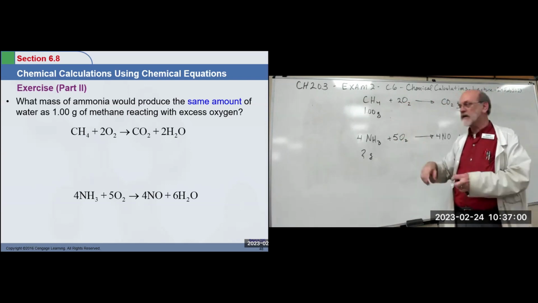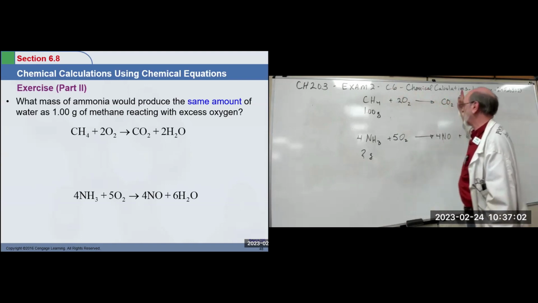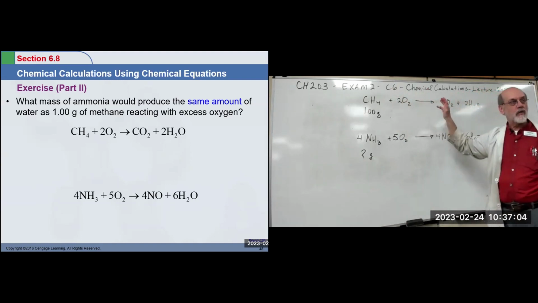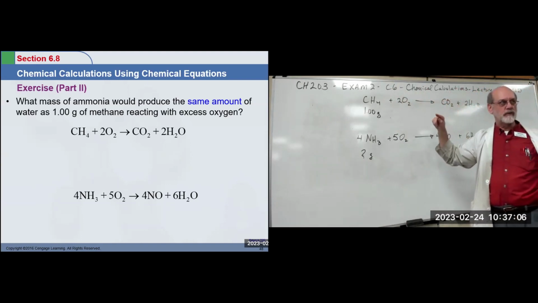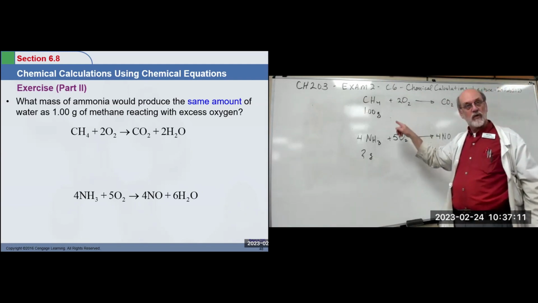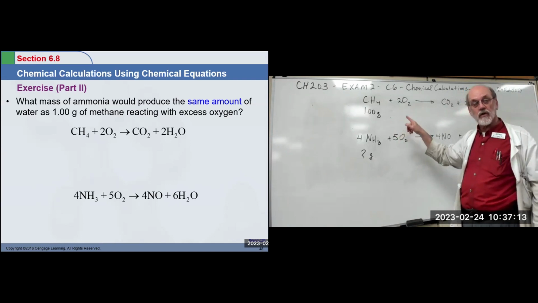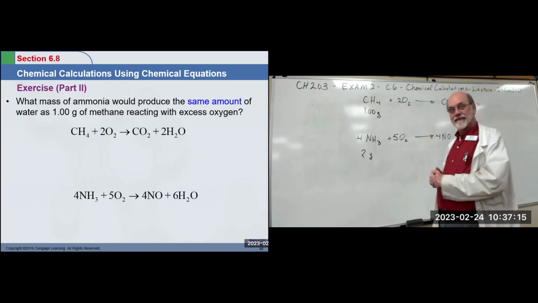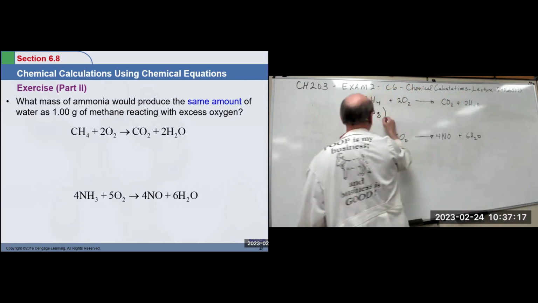It will not work. Just think of it as there's a big wall here and a wall here and a wall here. You can't get over that wall with mass. You have to have moles. So we've got to convert that to moles. How many moles of methane are going to be reacted? So how do we do that?